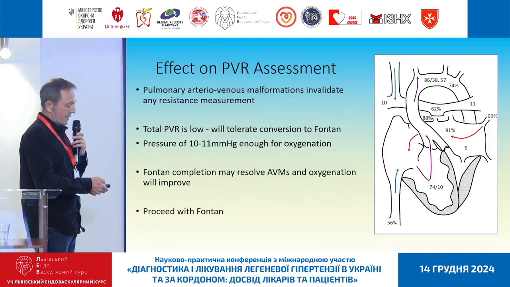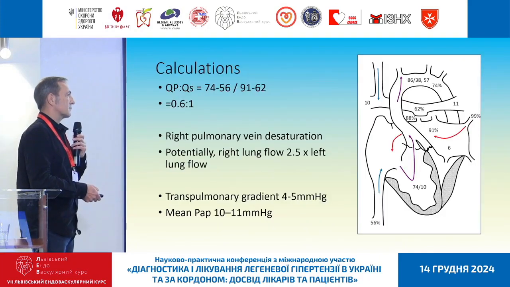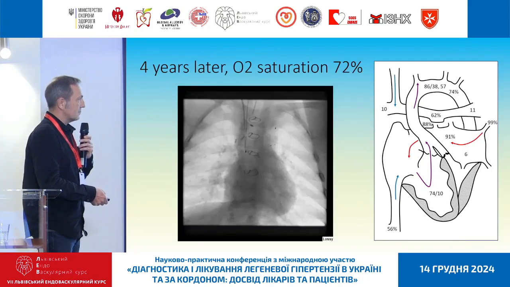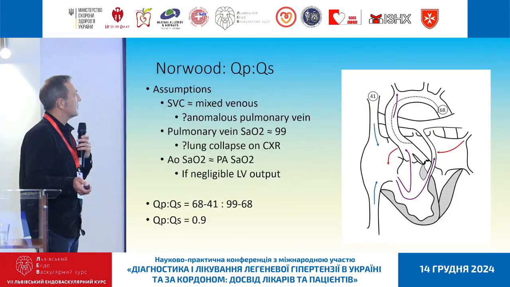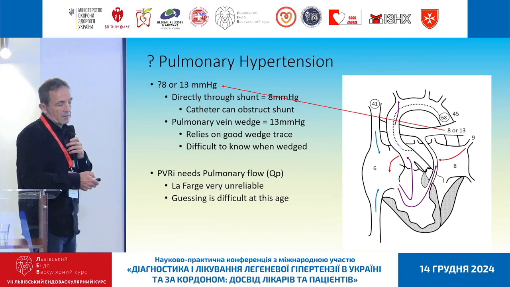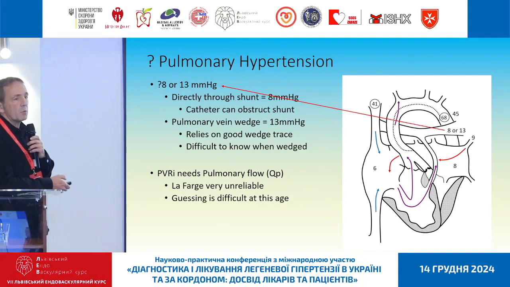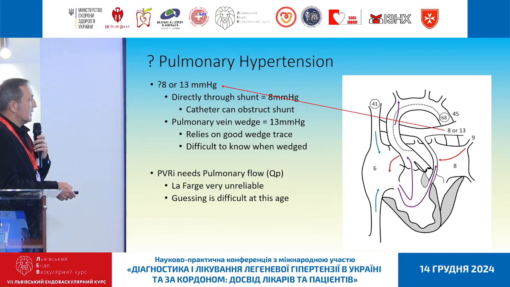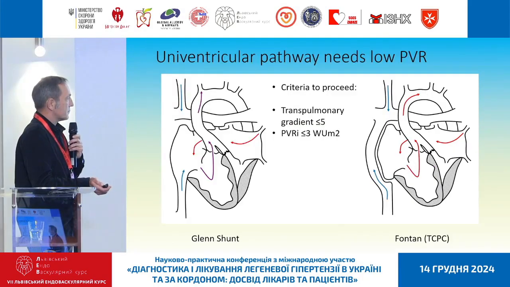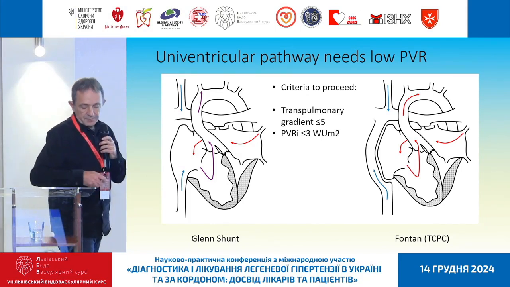What you can say is that the pulmonary artery pressure is somewhere between 8 and 13. So it's probably about right. So if the pulmonary artery pressure is between 8 and 13, it's low enough to proceed.